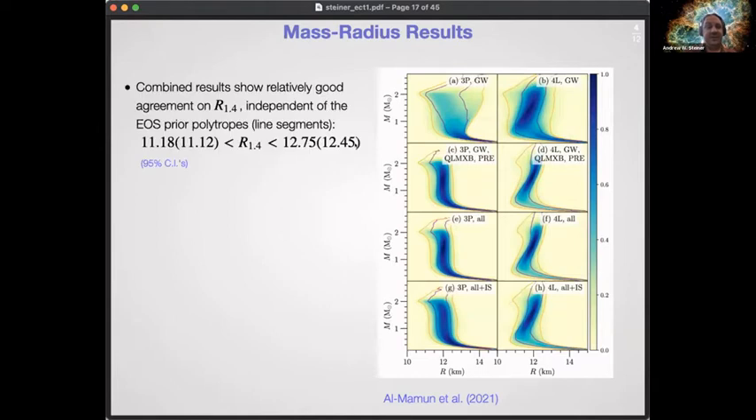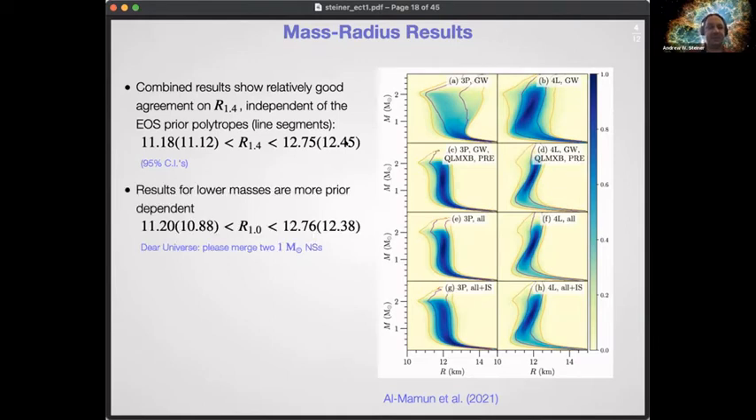And you see that, for example, for the radius of a 1.4 solar mass neutron star, it doesn't matter so much, maybe only at the high density limit, but you still get approximately the same 2 sigma, or actually these are 95% credible intervals, limits on the radius of a 1.4 solar mass neutron star. A little bit of variation at the large radius end. The results for lower masses are more prior dependent. So now there's a 0.3 kilometer variation at the low radius end too.